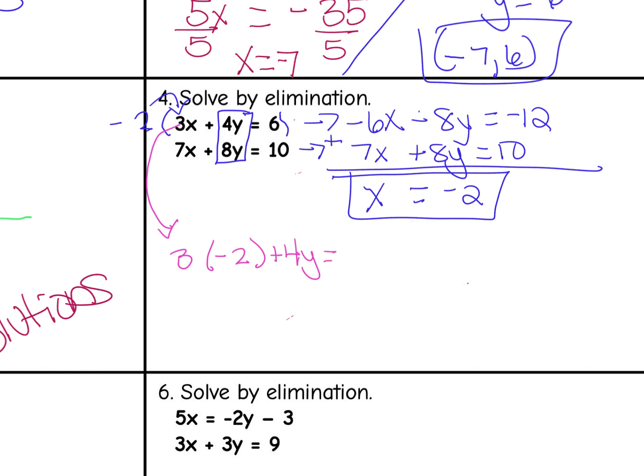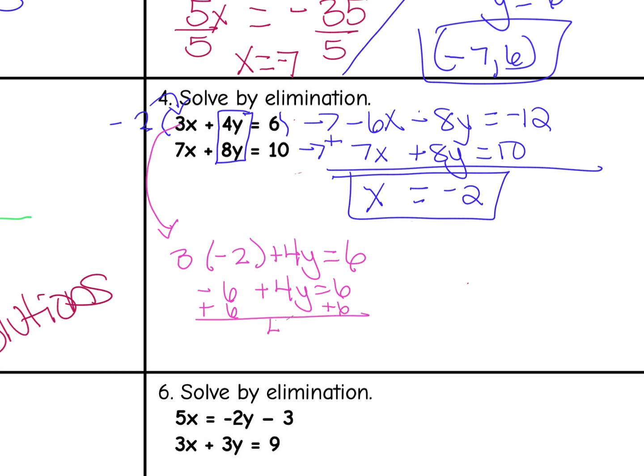Okay, so let me rewrite this equation, substituting in negative 2 for x. And now I have 3 times negative 2 is negative 6. Plus 4y equals 6, and I'm just going to solve for y. So I'm going to add 6 to both sides.